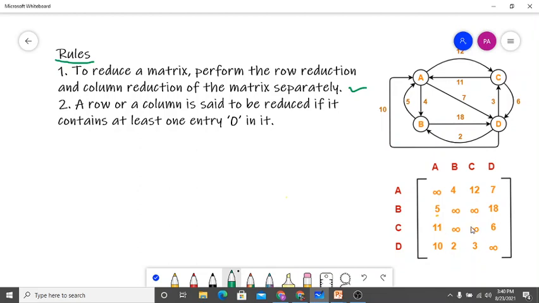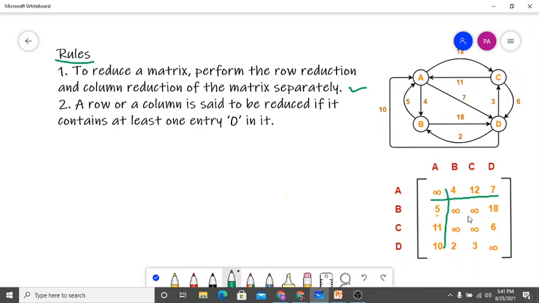So this is a matrix. For this matrix we need to find the reduction in row as well as in column. This is the 2 things we need to do in the first step. The second step: a row or a column is said to be reduced if it contains at least one entry 0. Like here, in any one of the rows, when you are reducing, it must be 0, any one of these 7, 12, 4 and infinity should be 0.